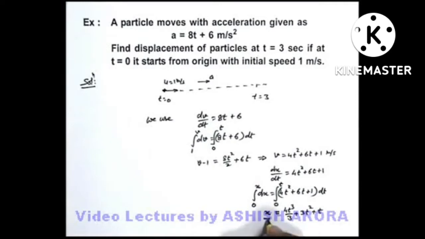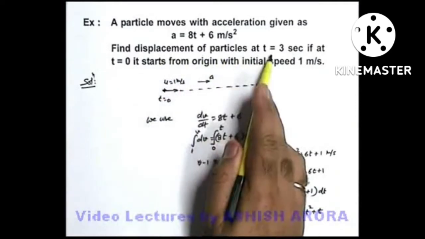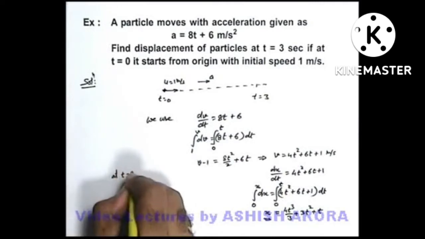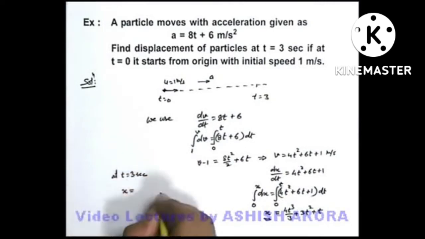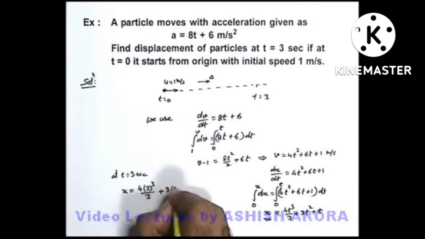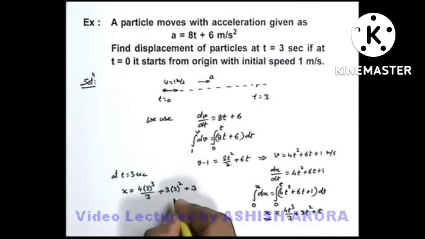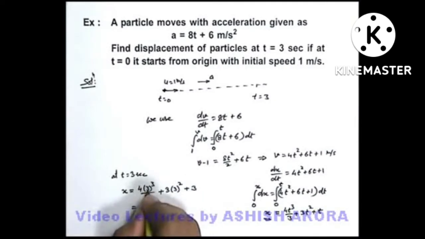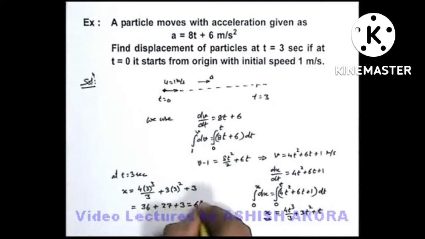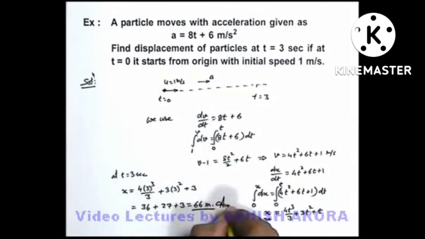Now we are required to find the value of displacement of the particle at t equal to 3 seconds. We just substitute t equal to 3. We can say at t equal to 3 seconds, the position can be given as 4 into 3 cube by 3 plus 3 into 3 square plus 3. So here we get 4 into 9, that is 36, plus 27 plus 3. So this will be 66 meters. So this is the answer to this question.